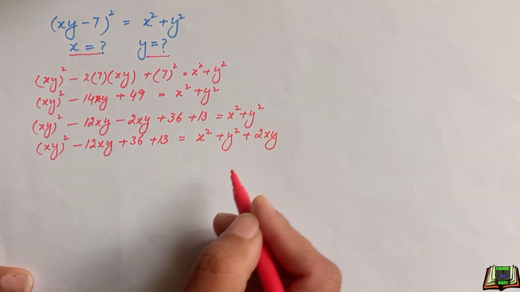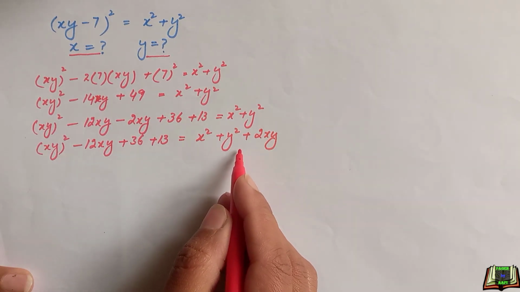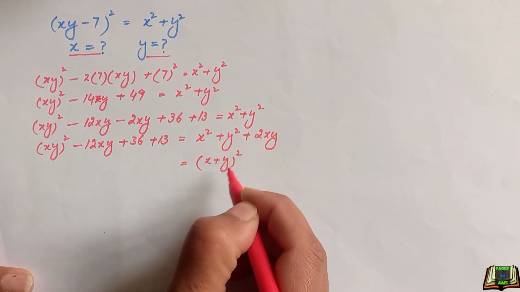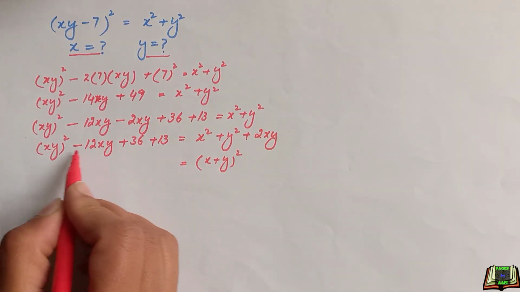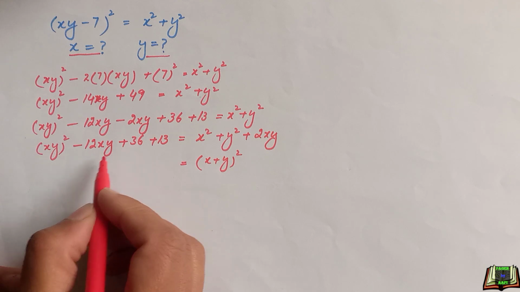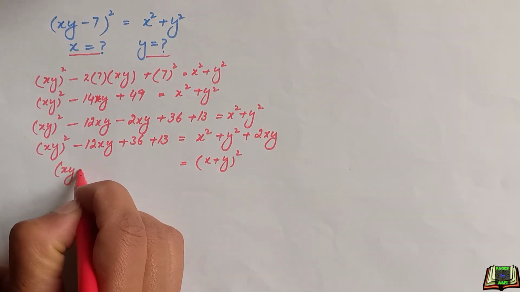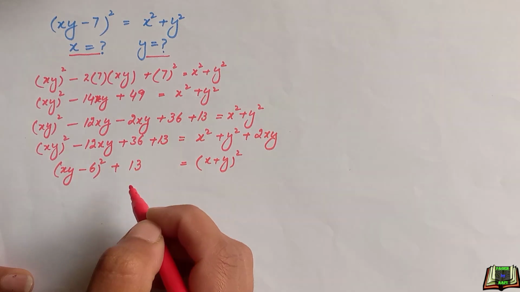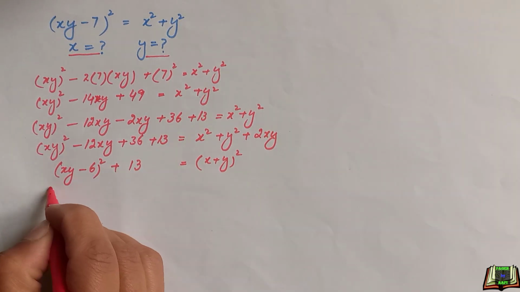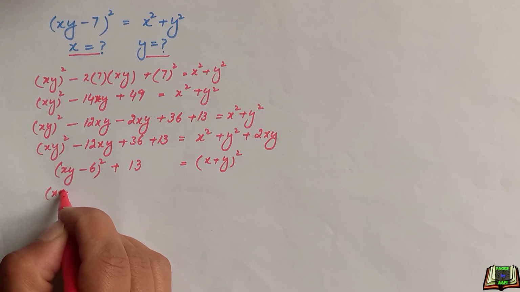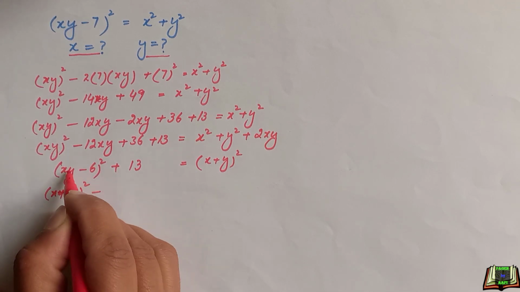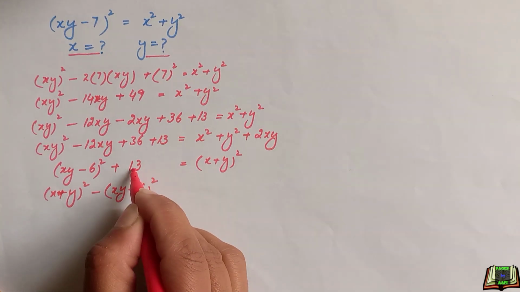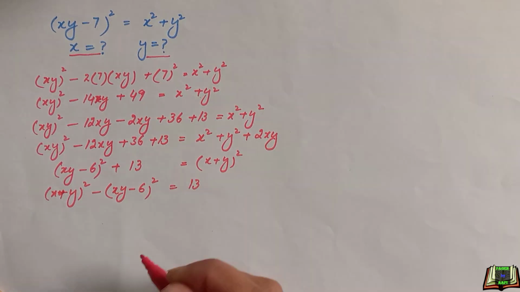Now we can see that x² + y² + 2xy becomes an algebraic identity, a² + b² + 2ab, which is equal to (a + b)², or (x + y)². And this other part is also an algebraic identity, so it is equal to (xy − 6)² + 13. So (x + y)², and we will write this minus (xy − 6)², and we will take this to the right-hand side, is equal to 13.